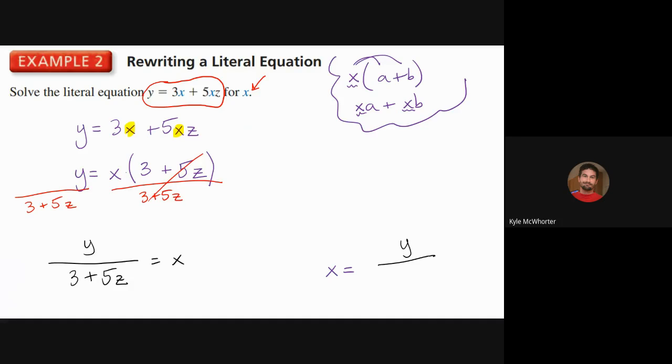So you could write it either way. You could even write y over 5z plus 3. It's the same thing. So if you see the variable you're trying to solve for in more than one term, then you need to get those terms together and factor it out.